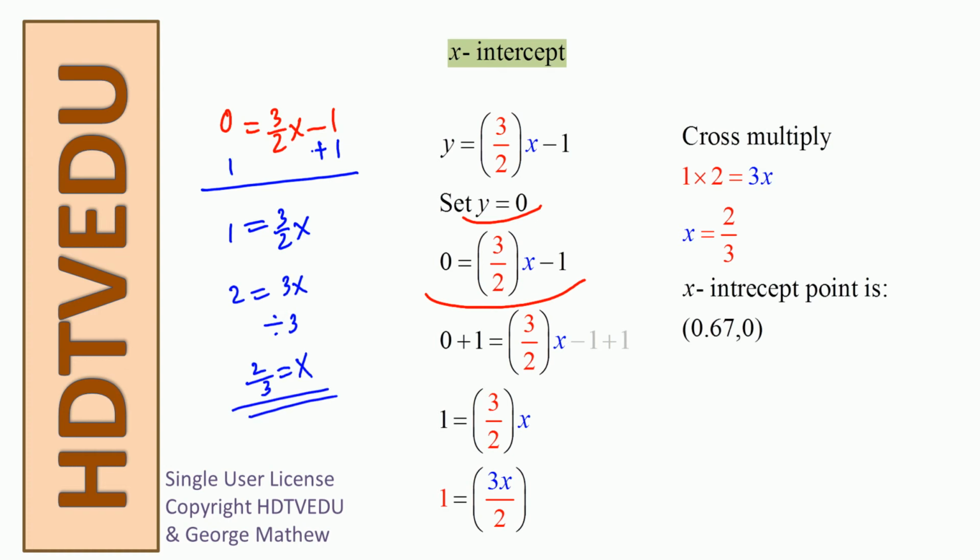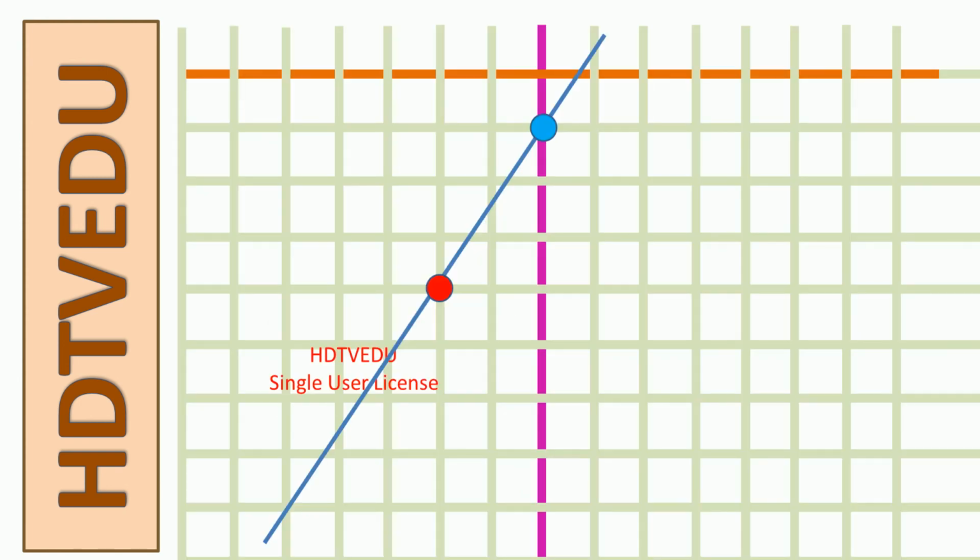Do not forget, a point on the graph paper will always have x and y. This is just the x. What is y? Y is 0. So y is 0. 2/3 is 0.67. So here is our x-intercept, 0.67, 0. Here is our y-intercept, 0, -1.